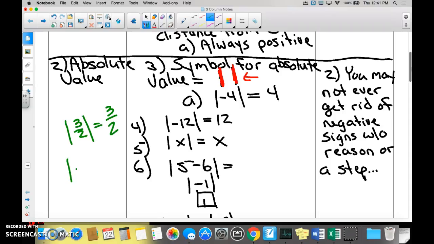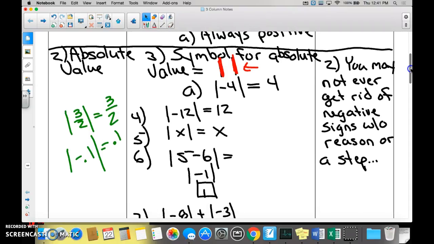Okay, the absolute value of -1/10 is what? 1/10, excuse you. Not -1/10, 1/10. Okay, so again, don't get confused. Absolute value could be with any number.